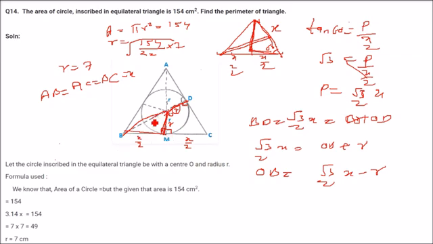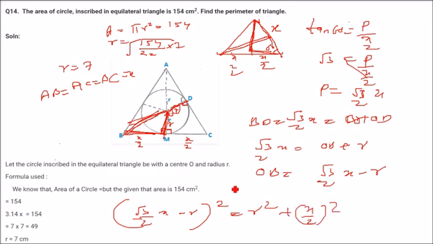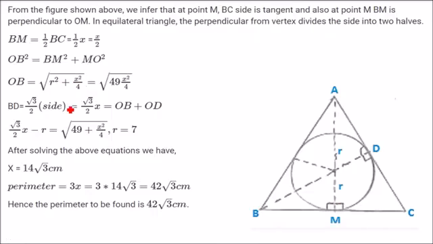So now I'm going to use the Pythagoras theorem. That is, root 3 by 2x minus R whole square. This is hypotenuse square, which will be equal to this side, R squared, plus this side, x by 2 whole square. Now this is what we got: root 3 by 2x minus R whole square equals R square plus x by 2 whole square. So this is the equation we are getting. Now let me solve this equation.